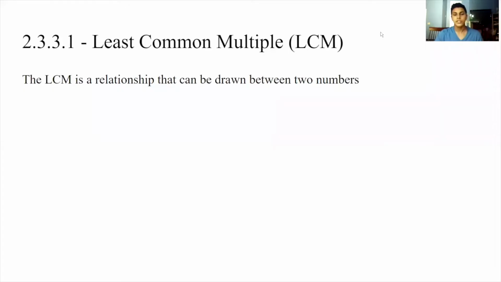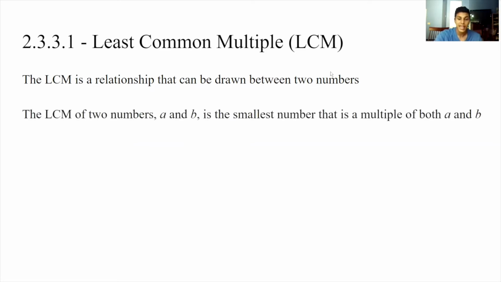So the first thing that we're going to talk about is the least common multiple, which is also abbreviated as LCM. The LCM is just a relationship that can be drawn between two numbers. When you have two numbers, A and B, the LCM will be the smallest number that's a multiple of both A and B. The name LCM is least common multiple, so that makes sense, because least as in the lowest, common as in they both have this number, and then multiple as a multiple. So it's the lowest number that's a multiple of the two numbers that you're working with, which we're calling A and B. So let me give you an example.